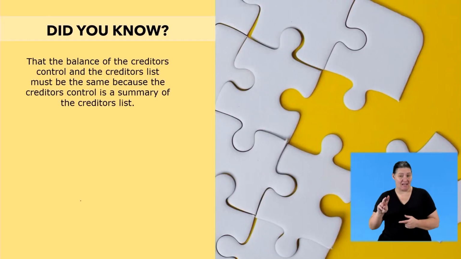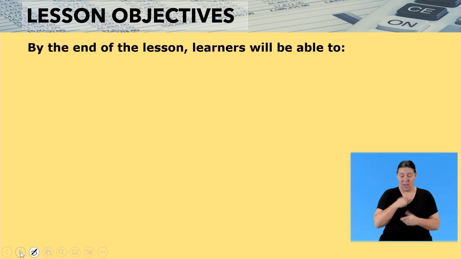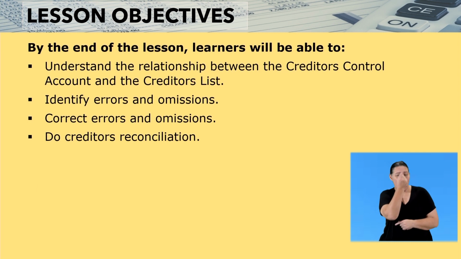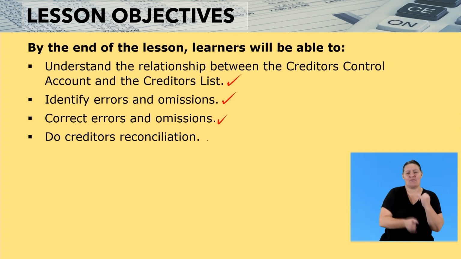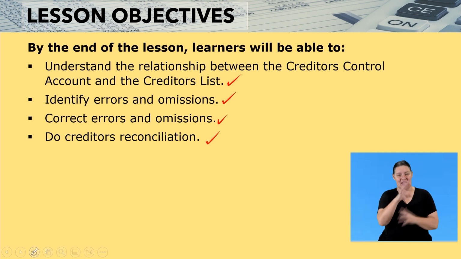In today's class, we're going to be focusing on creditors reconciliation. Did you know that the balance of the creditors control and the creditors list must be the same, because the creditors control is a summary of the creditors list? By the end of this lesson, you should be able to understand the relationship between the creditors control account and the creditors list, to identify errors and omissions, to correct errors and omissions, and also to do a creditors reconciliation.